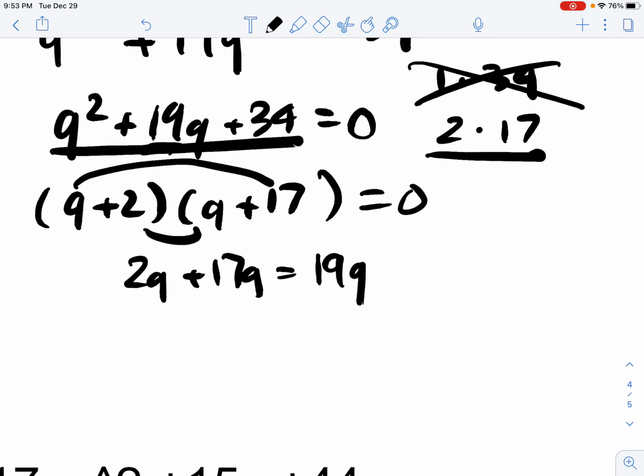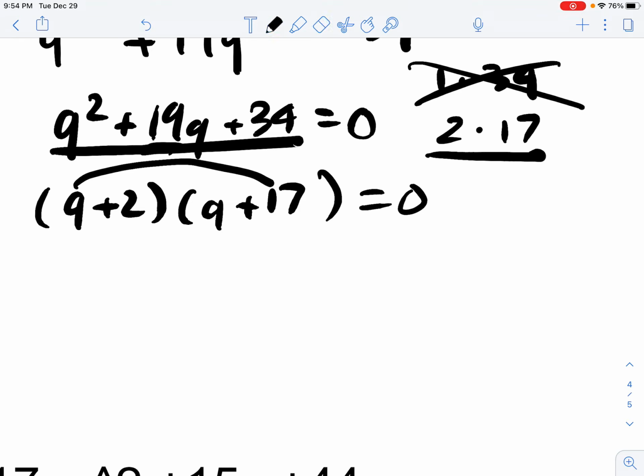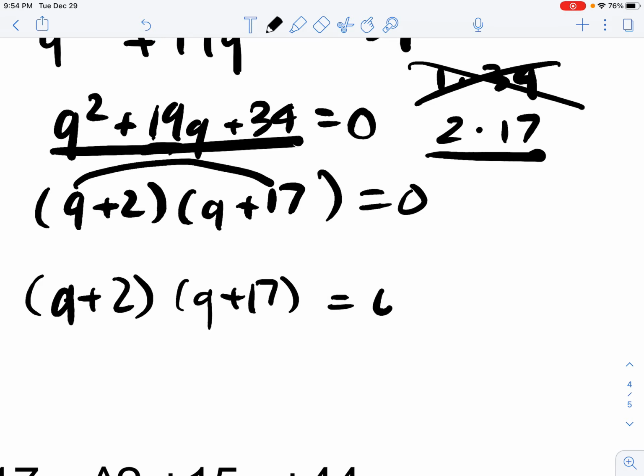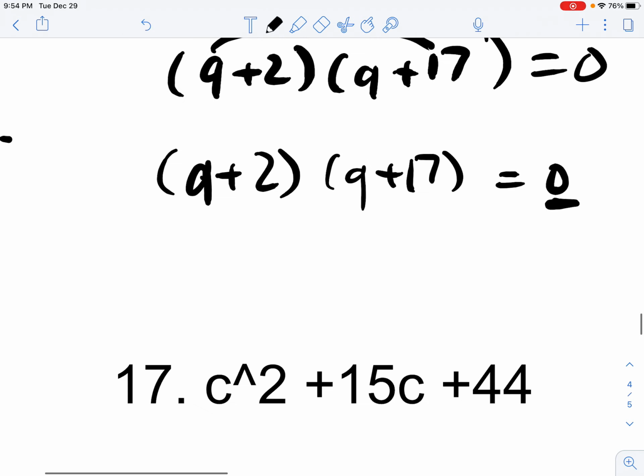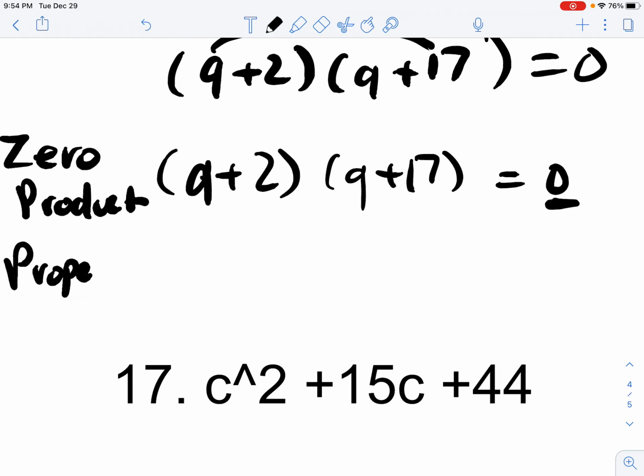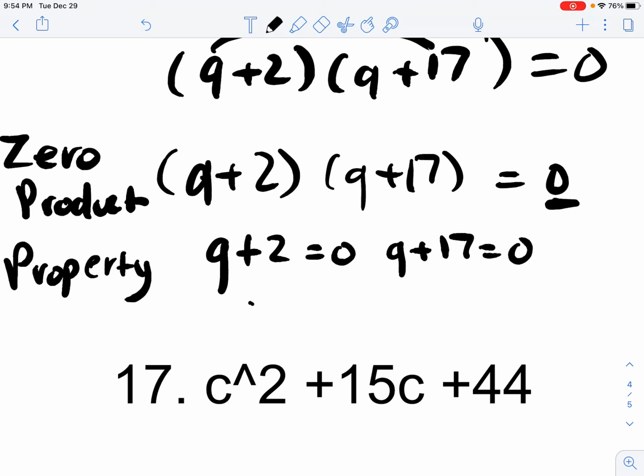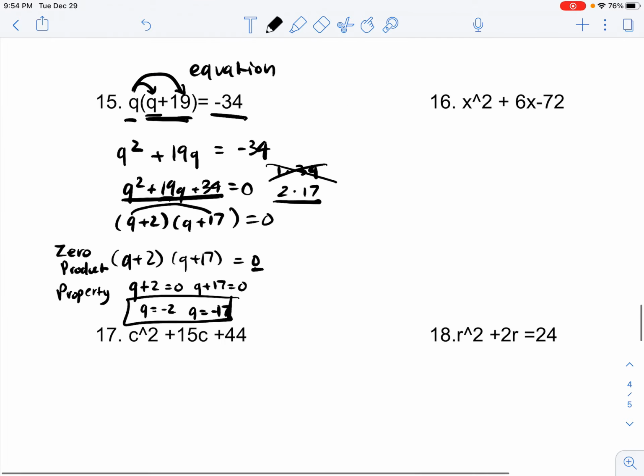So what we can say is that q plus 2 times q plus 17 is equal to 0. Now, since it equals 0, using our zero product property that we have learned previously, we can say that q plus 2 is equal to 0, and q plus 17 is equal to 0. Henceforth, q is equal to negative 2 and q is equal to negative 17. And those are your two answers.